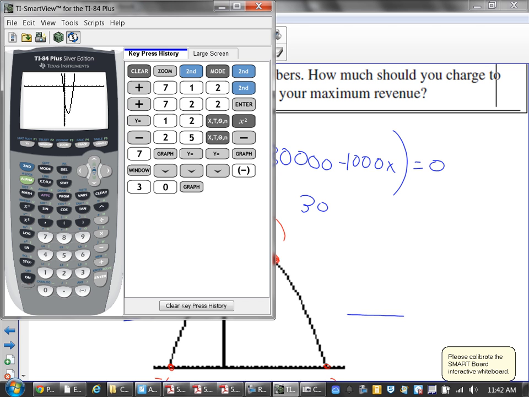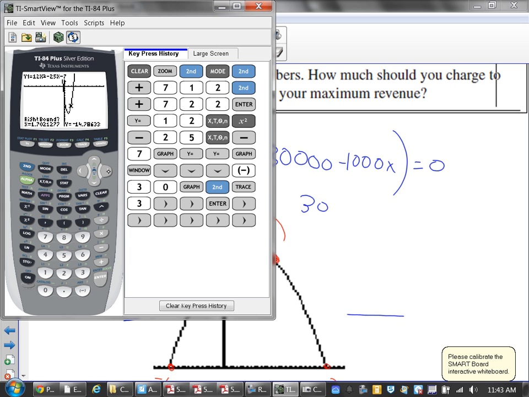When you do this one again, we're going to find the minimum value. So you hit second trace where it says calculate. And now we're going to hit minimum. Remember, left bound just means you want to be on the left of the lowest point. So I'm just going to move mine over a little bit so it's a little bit closer. Hit enter. Right bound has got to be to the other side of the curve. Hit enter.